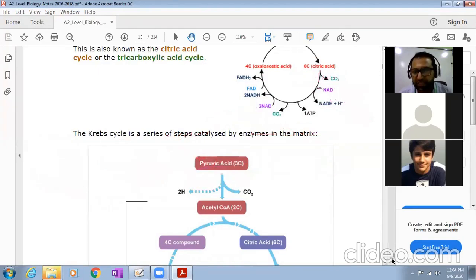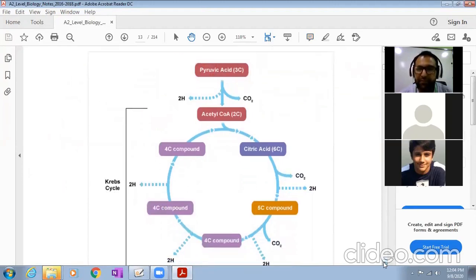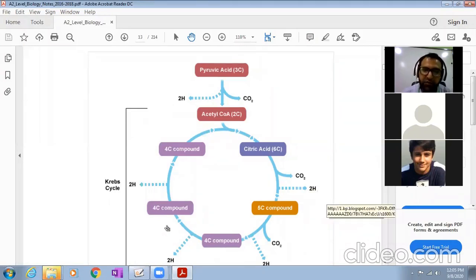Now, you can check this once again. The Krebs cycle is a series of steps catalyzed by enzymes in the matrix of the mitochondria, right? First, this one is the link reaction. Pyruvate will convert into acetyl-CoA, and acetyl-CoA, when combined with a four-carbon molecule, will form citric acid, and that will convert into another molecule, right? You can check here that dehydrogenation is happening. It's losing hydrogen, so that will be gained by whom? By NADH, correct? Definitely it will be gained by NADH or FADH. Okay, so this is the complete Krebs cycle.